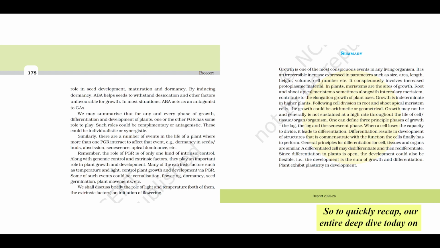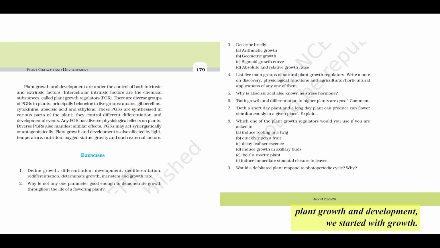So to quickly recap our entire deep dive today on plant growth and development, we started with growth. Irreversible, permanent, metabolic, often indeterminate in plants due to meristems causing that open form of growth. So that's measurable in many ways: cell number, maize root, cell size, watermelon, length, area. Right, those amazing examples. Then the phases: meristematic, elongation, maturation, the growth rates, arithmetic, linear versus geometric, S-curve, and that crucial difference between absolute and relative growth rates. Relative growth rate showing efficiency, got it.